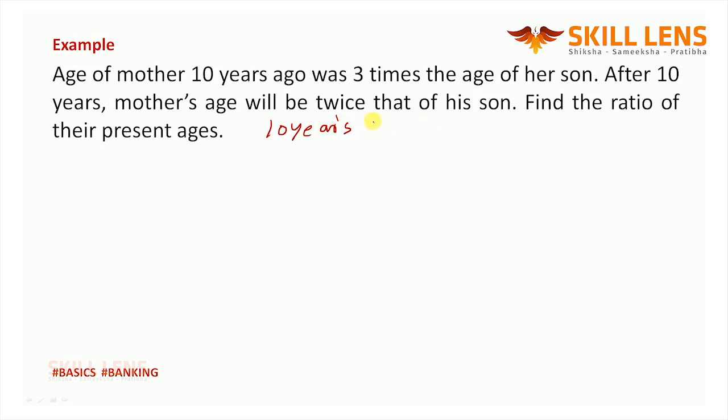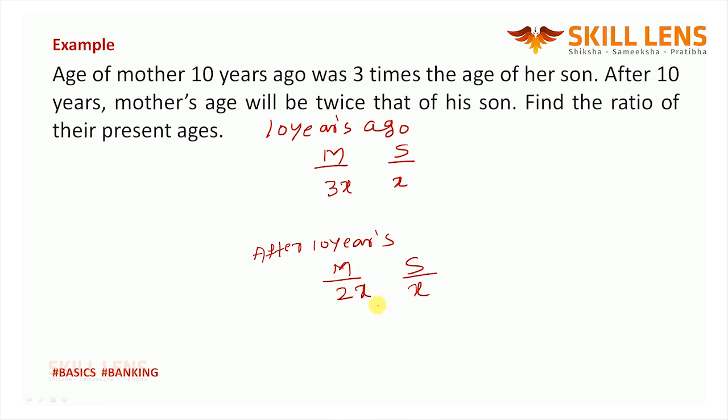So 10 years ago, mother, son. What is the ratio? If son is x, mother is going to be 3x. This is 10 years ago. What happened after 10 years? So after 10 years, what is the ratio? Son to mother. If son is x, mother is going to be 2x, twice. But look here, in the previous question, the difference is same.